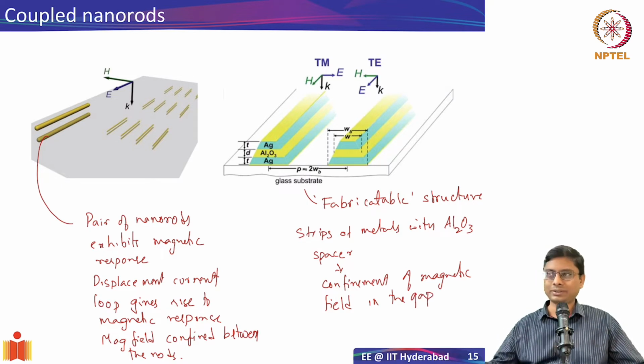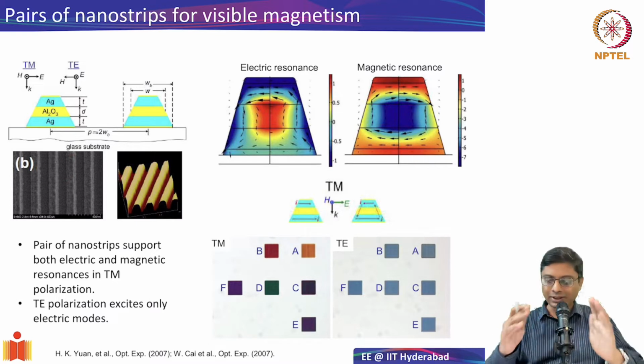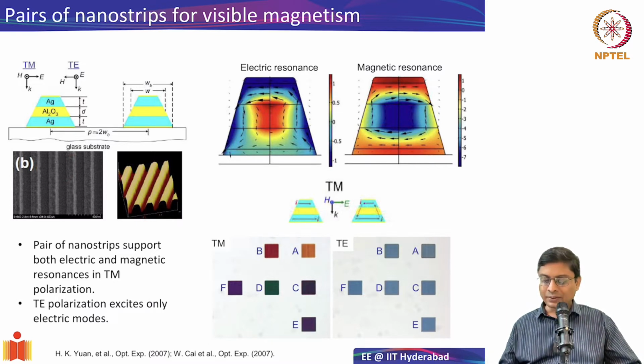So in this case, I can look at a structure which is fabricatable, and this is the actual structure which is fabricated. You see that it's not straight lines, it's sort of trapezoidal, and that's what an AFM image also shows you. And if you have such a structure, you can have excitations in two ways.